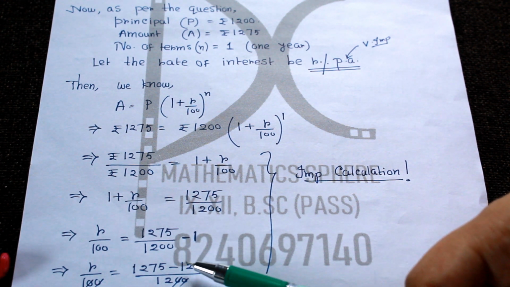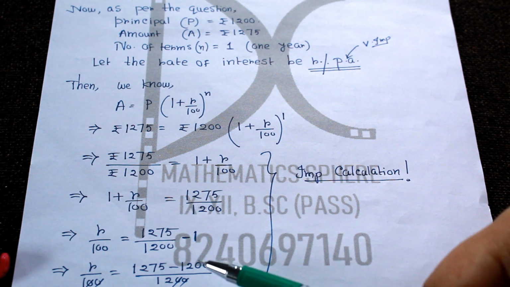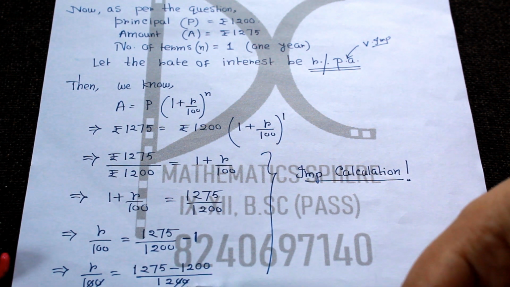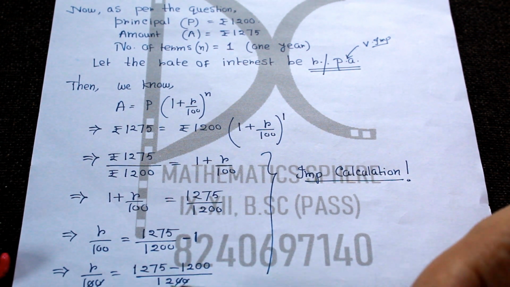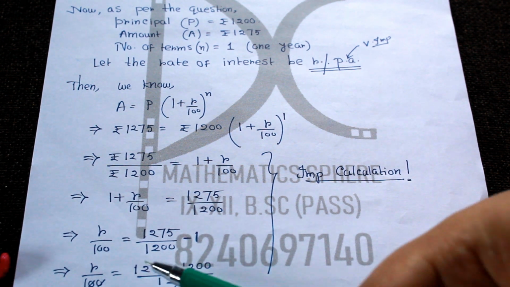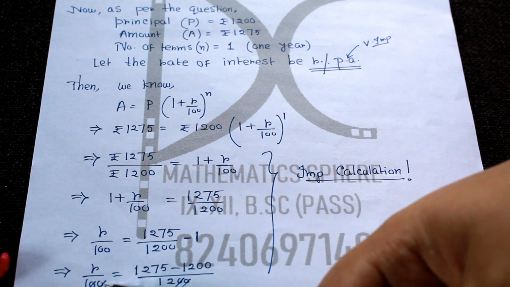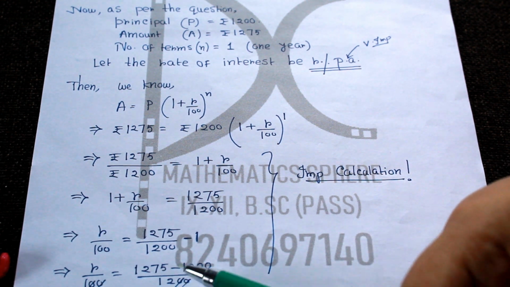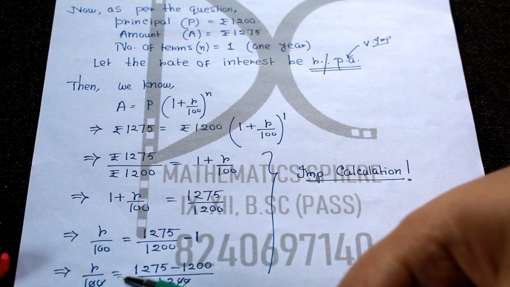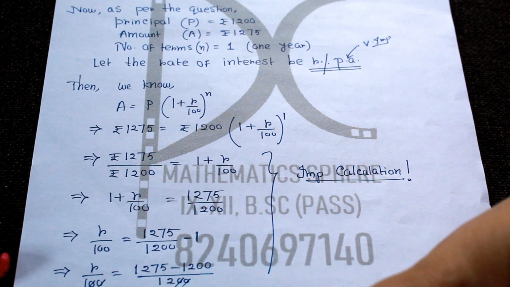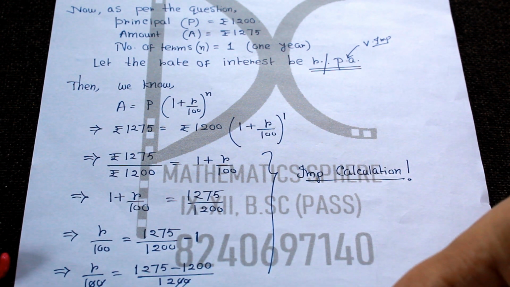So you will take the LCM. Okay, so taking the LCM, see here 1200 is there, so this one will become 1200. So 1275 minus 1200 whole divided by 1200. Okay, now what I have done here, 100 was there, here 1200, so these zeros can be cancelled, no need of keeping them. So after subtracting we get r equal to 75 by 12.